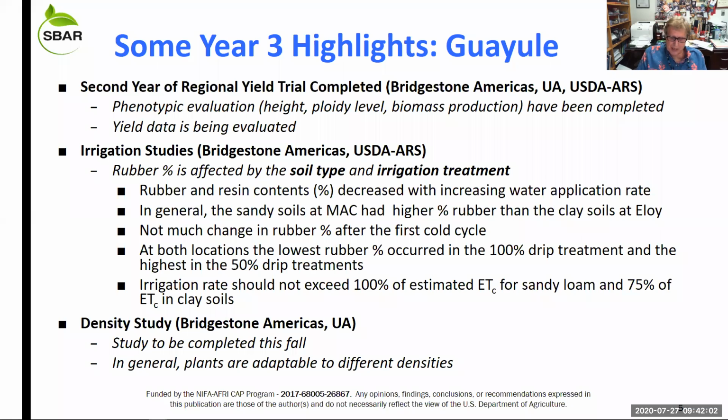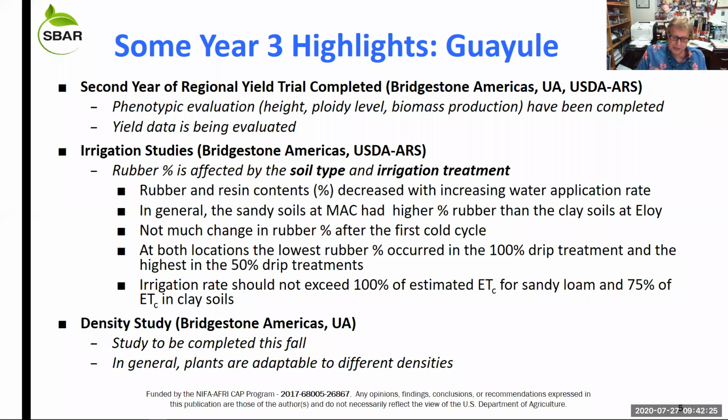But again, we do not need to over-irrigate Wayuli. We do know that rubber and resin content per plant decreases with increasing water application. Also, soil types affect irrigation management. We need different amounts of irrigation in different soil types.